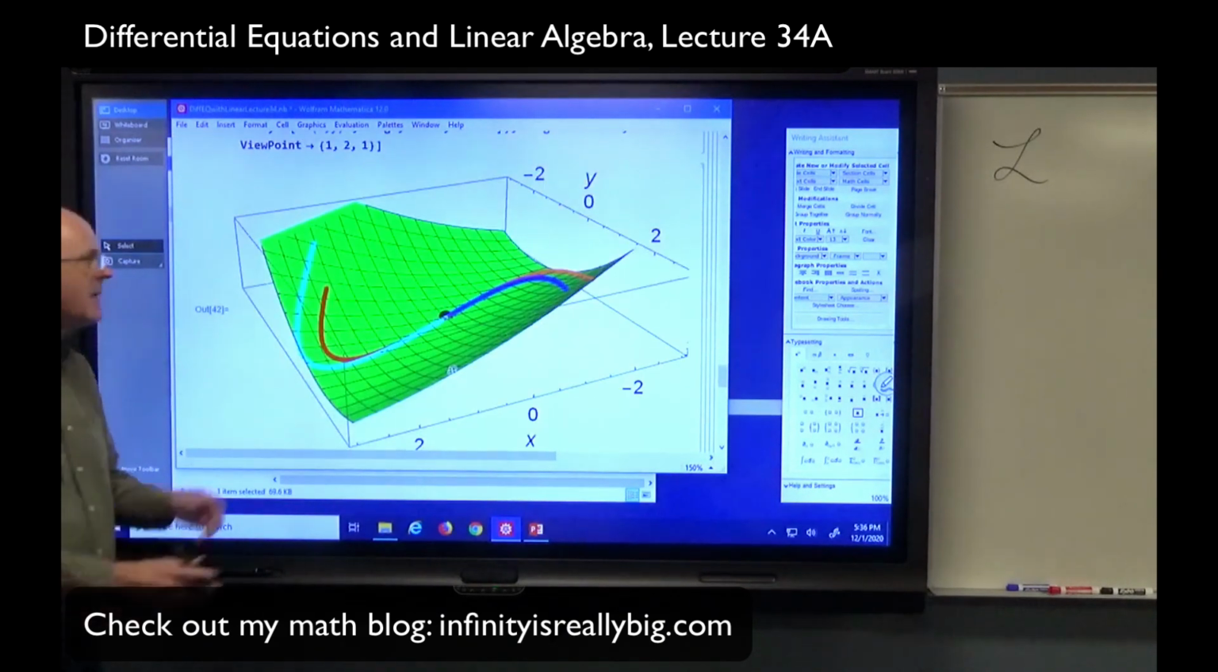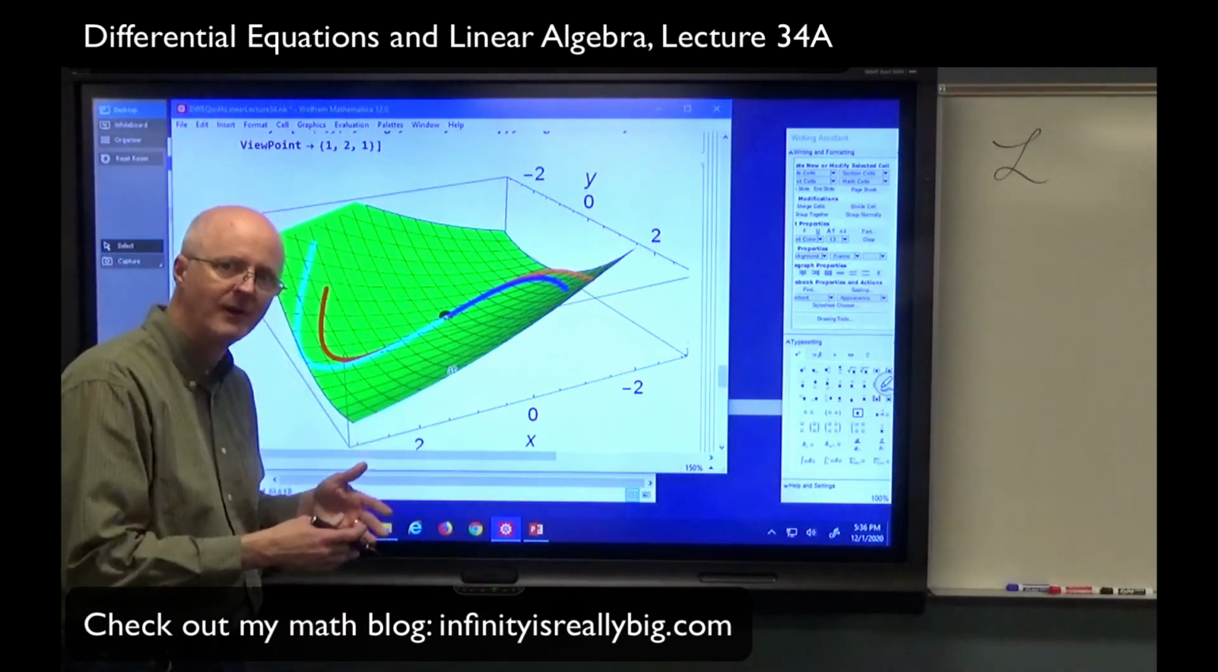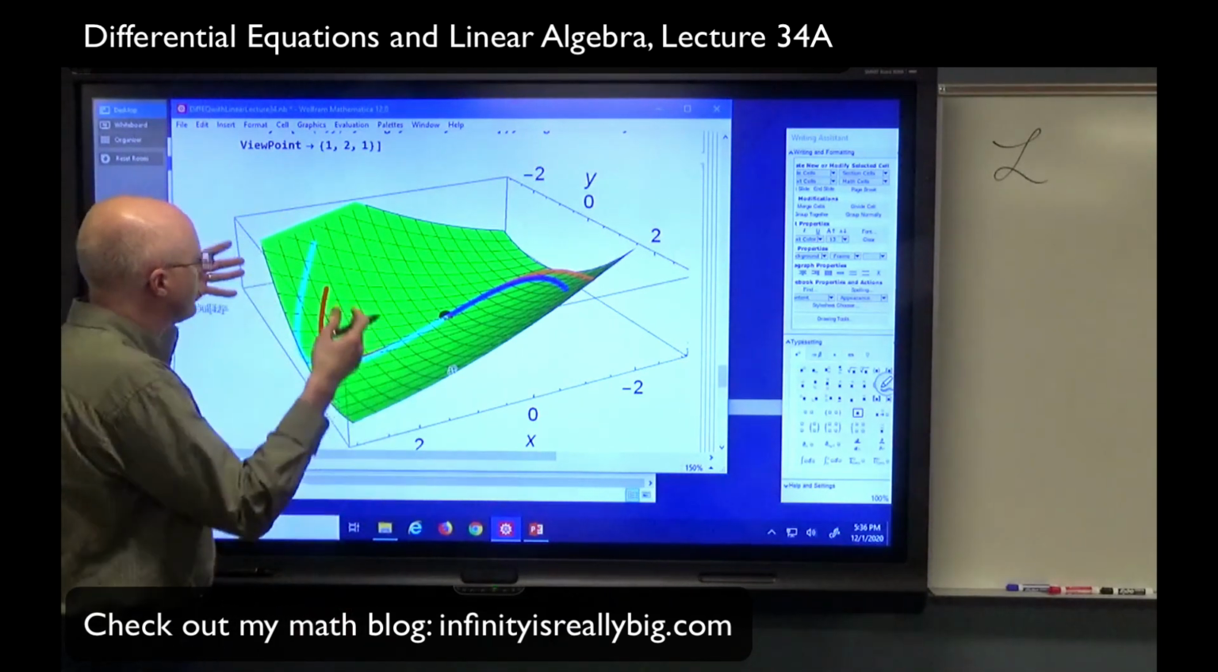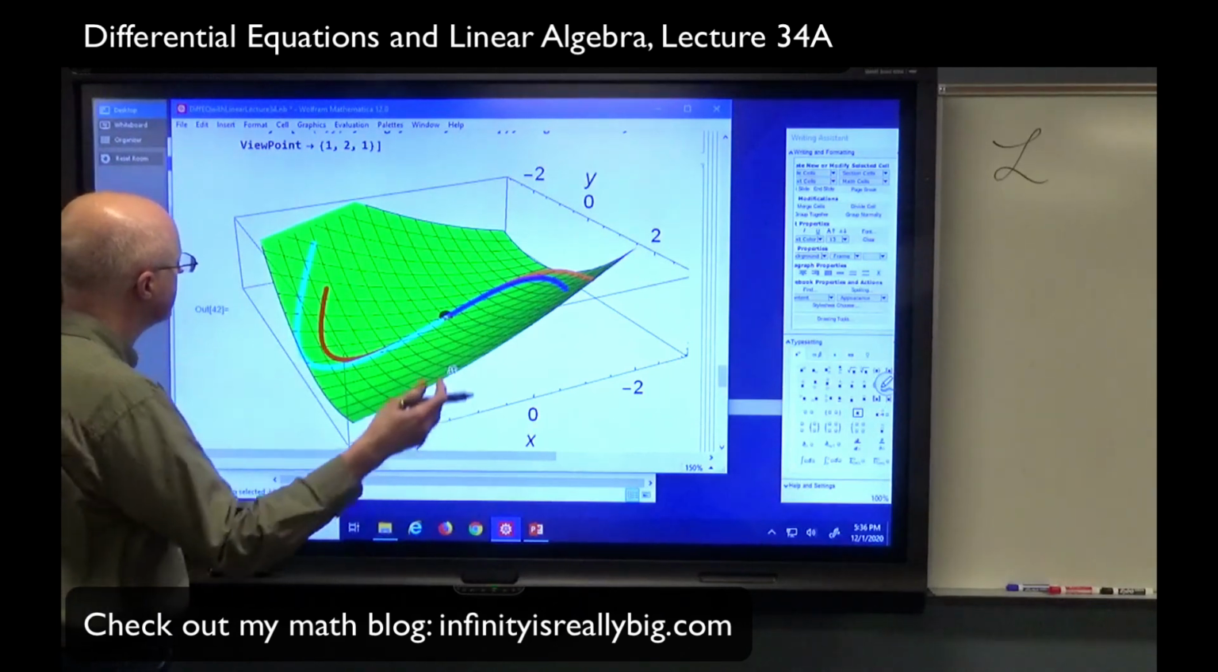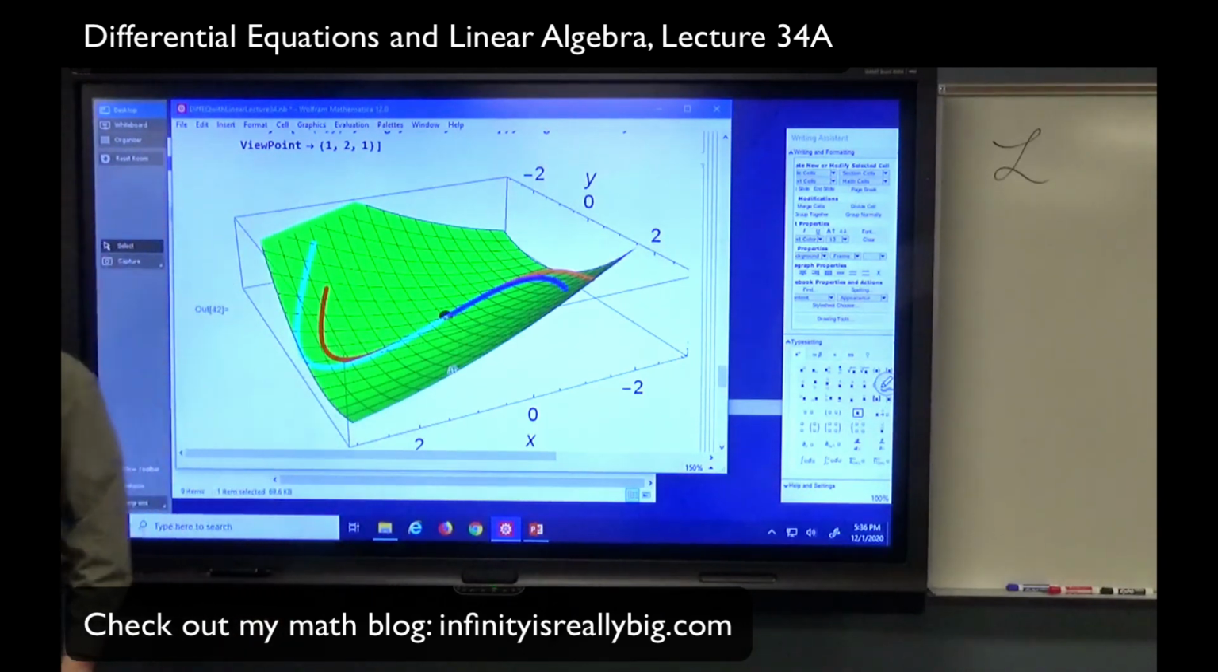Okay, so this is the Lyapunov function for the linear system with an equilibrium point that's a real sink at the origin. I've graphed the solutions on the graph of the Lyapunov function. You can see them going downhill toward the origin, which is at a minimum.